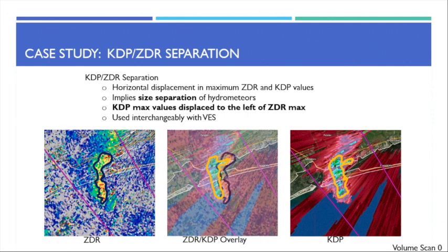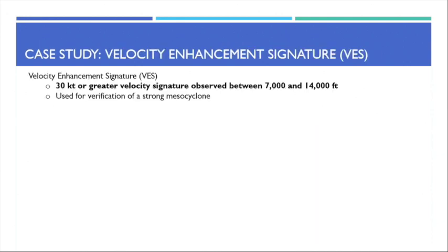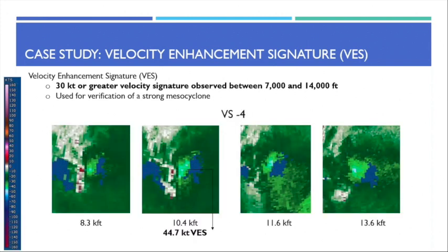However, this should only be used within 70 nautical miles of the radar and is not always found in tornadic supercells, so it's typically used in conjunction with the next factor, which is VES, or velocity enhancement signature. Typically, this is a 30 knot or greater velocity signature noted in the mid-levels of a mesocyclone. And at volume scan 4, they usually start to present, so you can see that at the 10.4 kilofeet, which is at 10,000 feet, you can see that the green values are much higher, which shows that this is a VES signature.